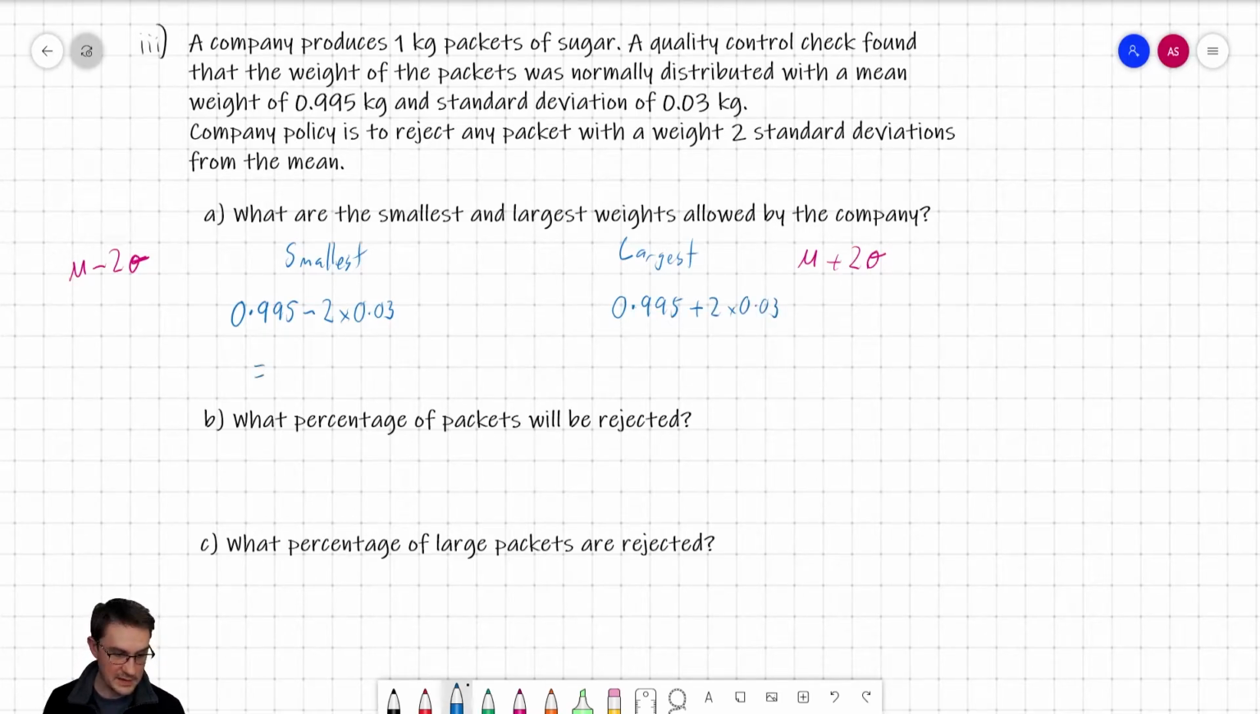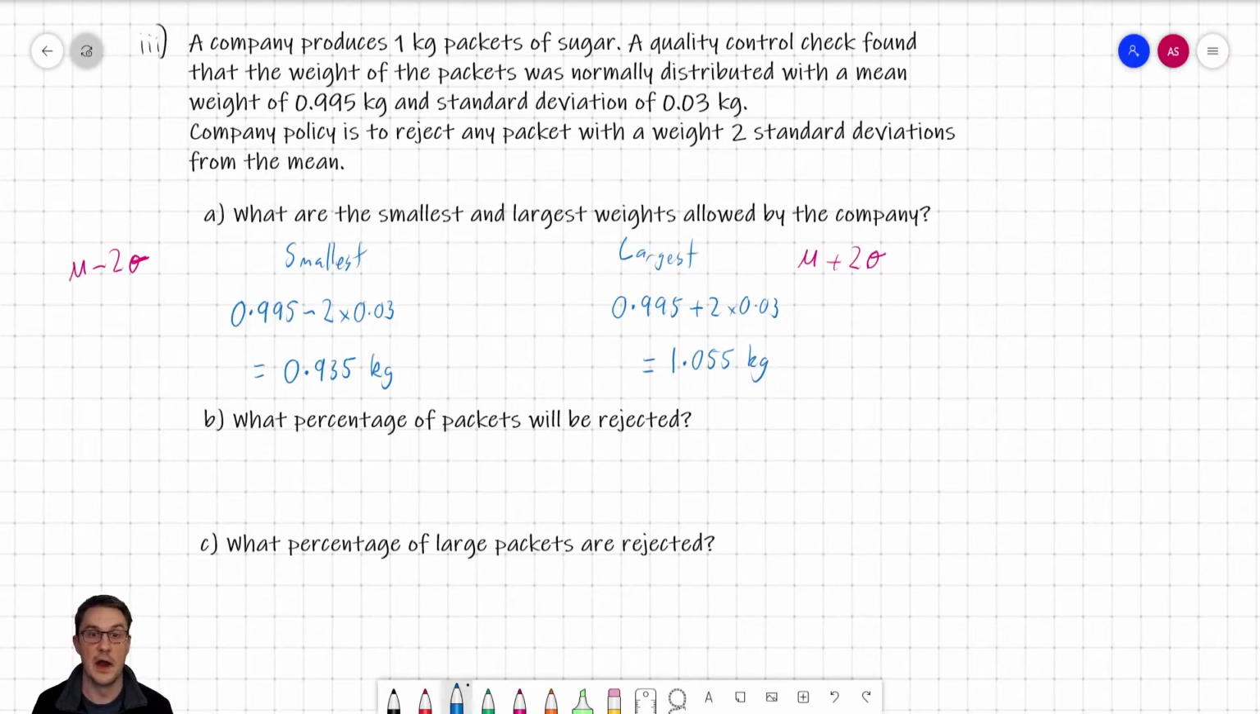Now, as we work both of these out, in the case of the smallest one, when we type this into our calculator, we get 0.935. So that's the lowest weight that we can have. And then the largest weight, when we work this out, is going to be 1.055 kilograms. So these are the two weights, the smallest and the largest, which are allowed by the company.